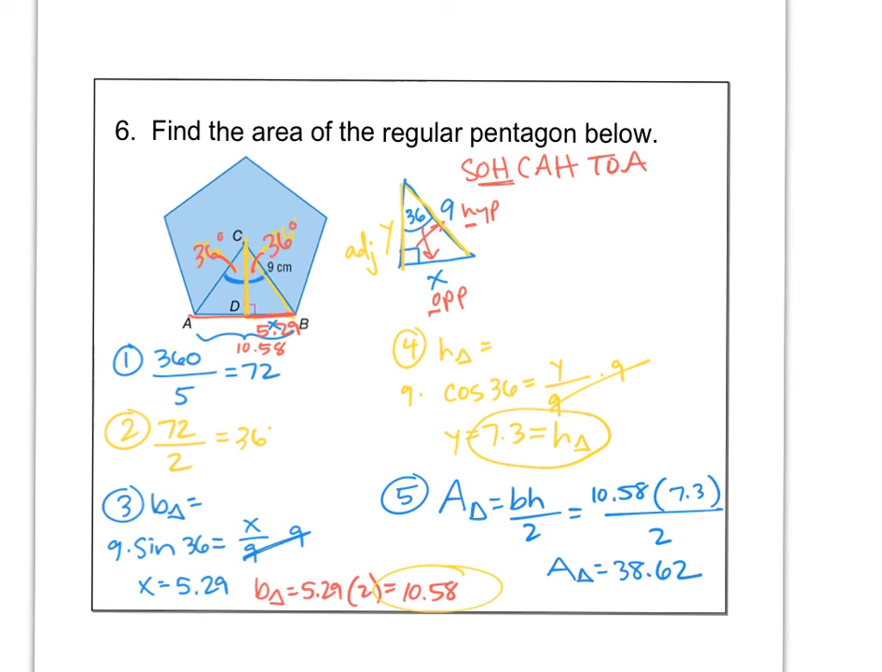Now, how many triangles will it take to fill up a pentagon? Well, step number 6, I'm just going to put it off to the side up here. You take your 38.62 and you multiply by 5 because a pentagon has 5 sides. And it comes out to be approximately 193.09 centimeters squared. Phew, show those to your parents. They'll be amazed at all the work you have to do just for one problem.